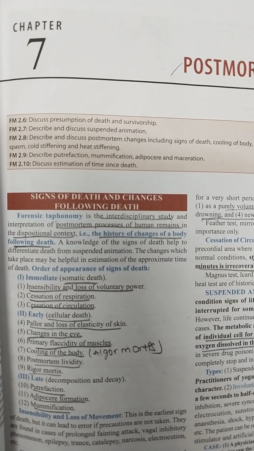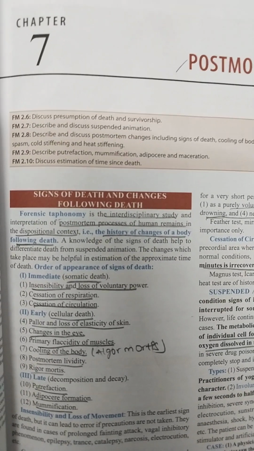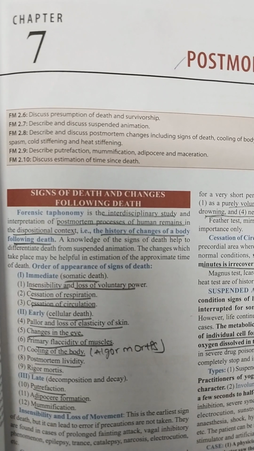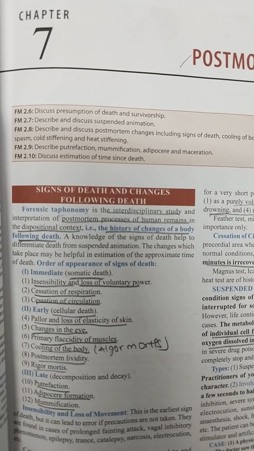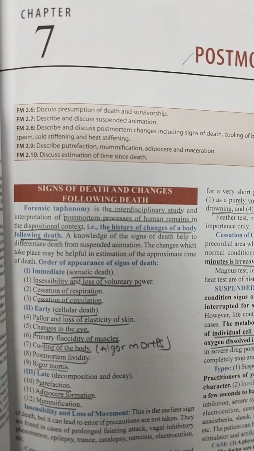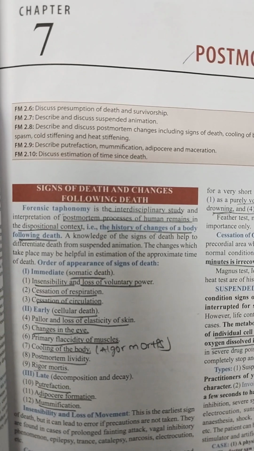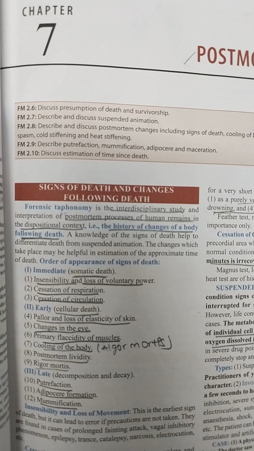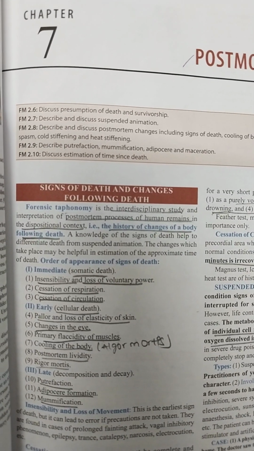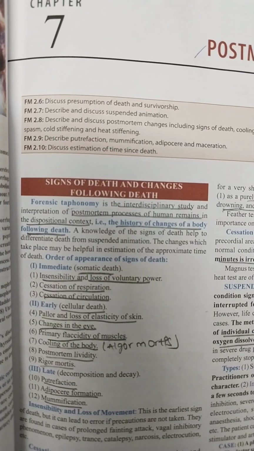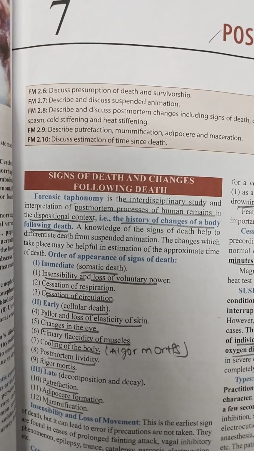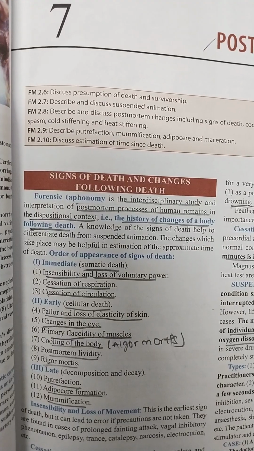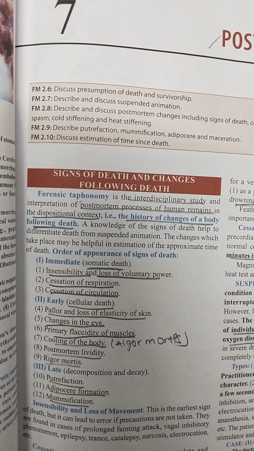Okay. Some changes in the eye will occur. Primary flaccidity of the muscles. We have two types of palsies, one is flaccid and another is spastic. So here we will see flaccidity of the muscles. Another one is cooling of the body because ATP won't be there for production of heat. So then what occurs? Algor mortis, which is cooling of the body, will occur. Then post-mortem lividity occurs. Then finally rigor mortis.